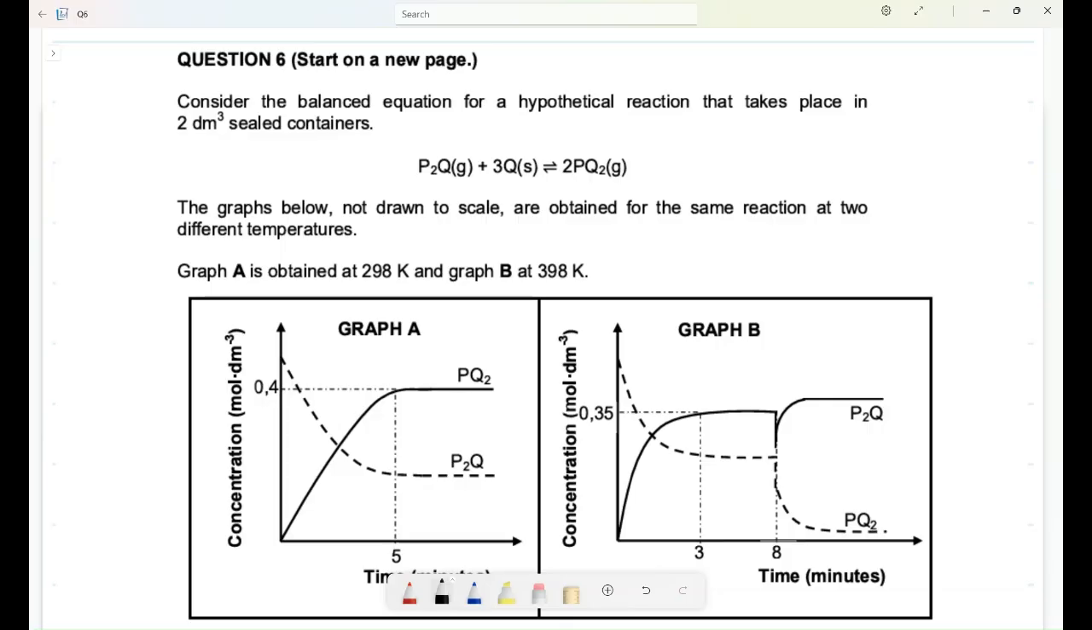Now, let's look at question six. A very tricky topic that is very nice, but tricky, especially to most learners. KC, chemical equilibrium, right? Le Chatelier and all those stuffs.